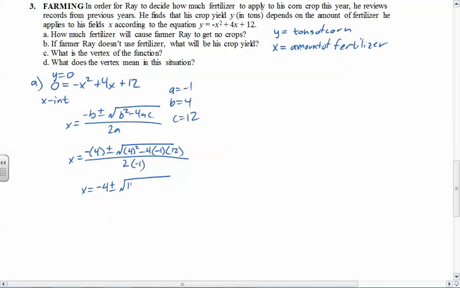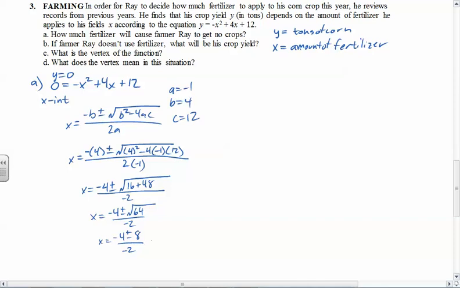So the 4 squared is 16. 4 times 1 is 4 times 12 is 48. Negative times the negative would be positive 48. All over 2 times negative 1 is negative 2. So x equals negative 4 plus or minus the square root of 64 over negative 2. So x equals negative 4. Please don't forget to do the square root. I've seen so many people over the last 2 days just go straight from here and go plus or minus 64. Holy smokes, children, there's the square root there. Please take the square root.